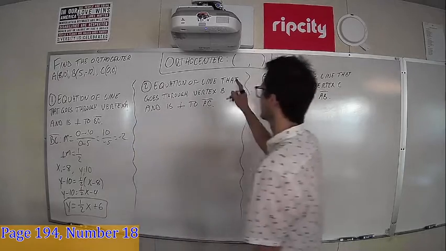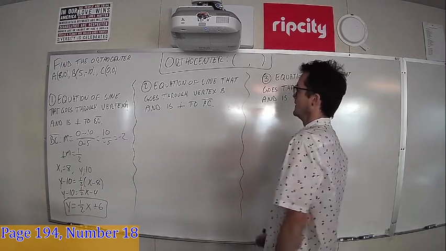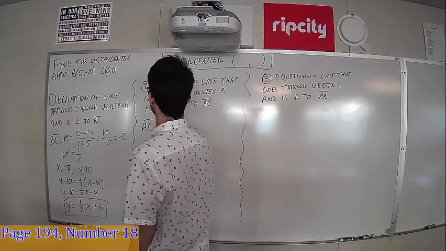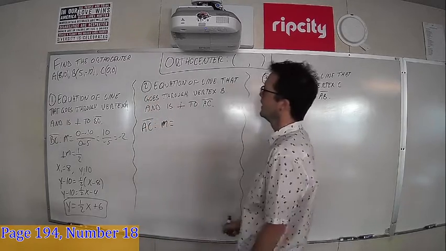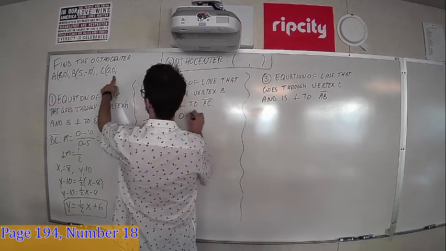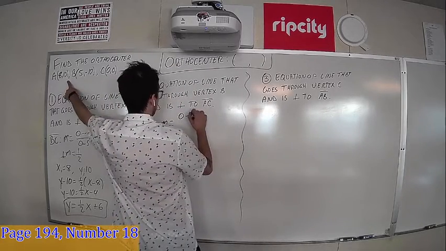Number 2, it's going to go through vertex B and perpendicular to AC. So AC has a slope. Again, I'm going to do 0 minus stuff. So on top, it's going to be 0 minus 10.